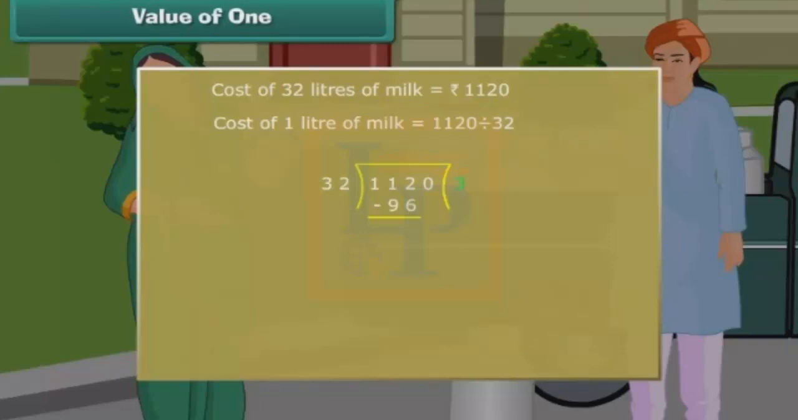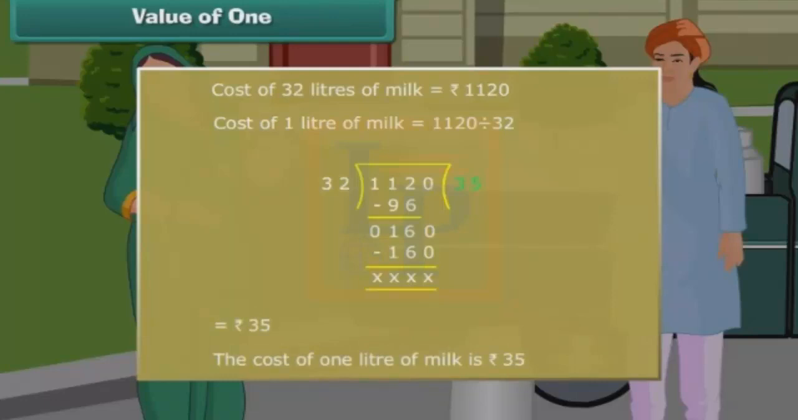Write 3 on the right and 96 beneath 112. Subtract and write the difference 16 below. Bring 0 down. The new number formed is 160. It holds 5 times 32, that is 160 exactly. Write 5 to the right of 3 and 160 beneath 160. Subtract. As the difference is 0, write X to mark the end of the division operation. Therefore, the cost of 1 liter of milk is 35 rupees.